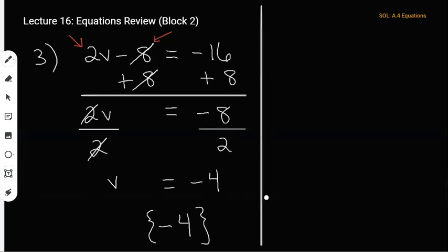Okay, now on the right side of the screen, I'm going to check my answer. I always start off with my original question when I check my answer. So what was the original? That was 2v minus 8 is equal to -16. What I'm going to do is replace the v with a -4 and see what happens.